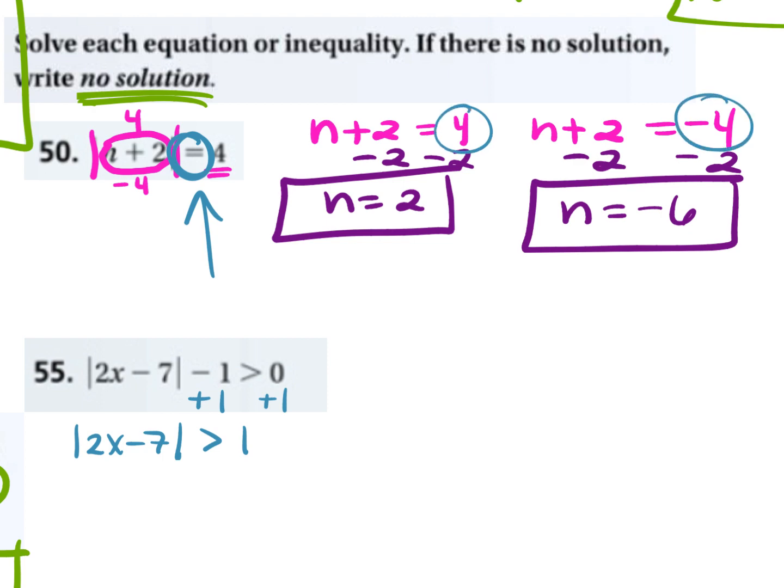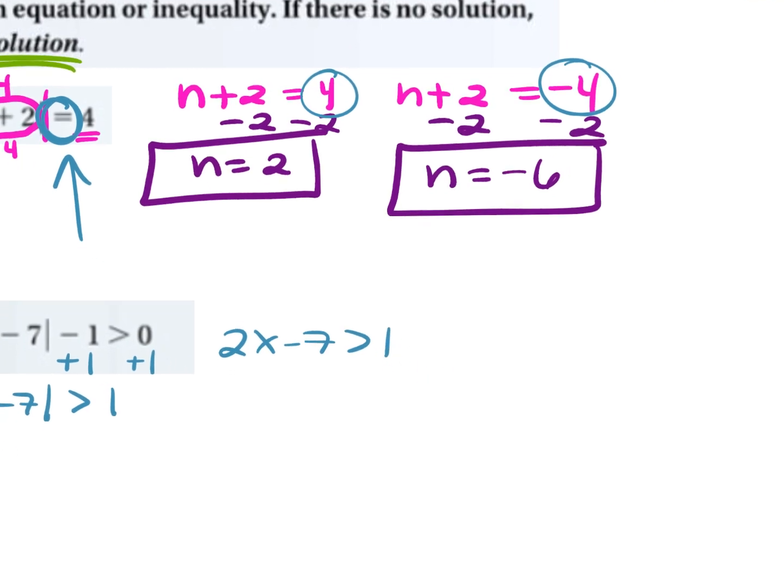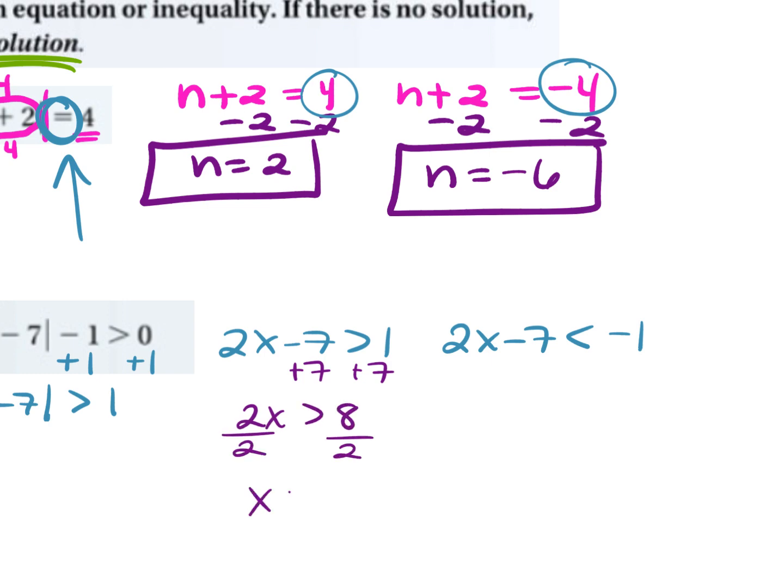But with inequalities, it's different. So you need to write it as what you see it first. So 2x minus 7 is greater than 1. But then the other inequality is going to be the same 2x minus 7. You flip it and you make it negative. Okay, so those are the two inequalities that we're going to solve. So we're going to add 7. So 2x is greater than 8. And we're going to divide by 2. So x is greater than 4.